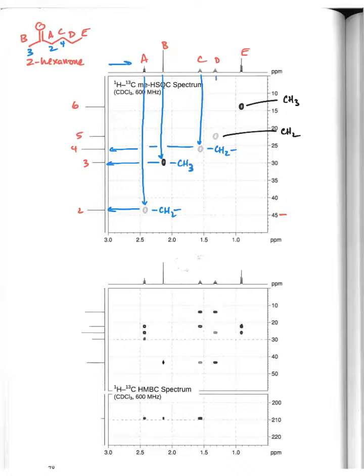The same thing for D, we're coming down, we hit a CH2 group. That's carbon 5. E, we come down, we hit a CH3 group. We come back over to the carbon projection, and we're going to make that assignment as 6.